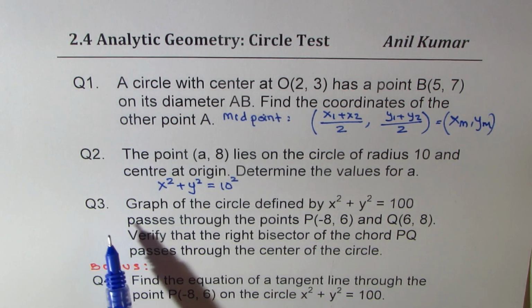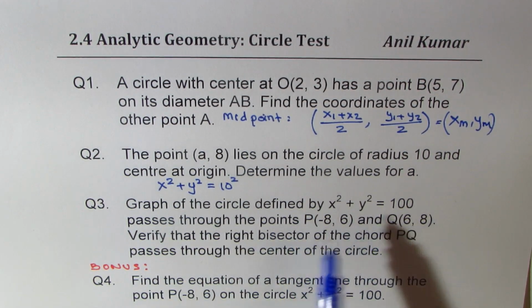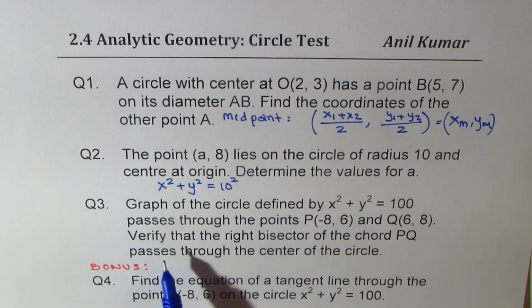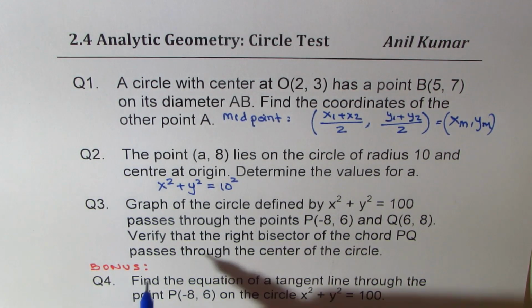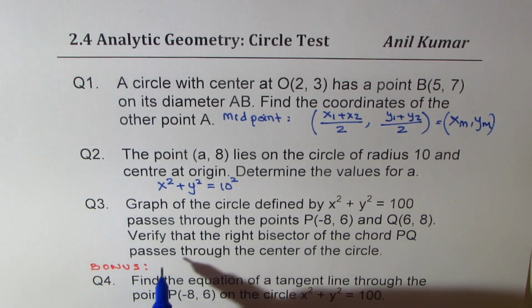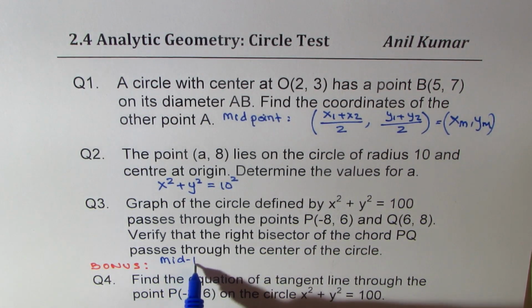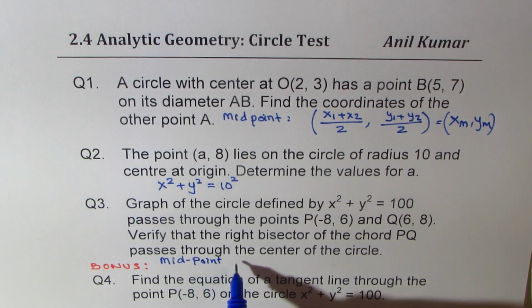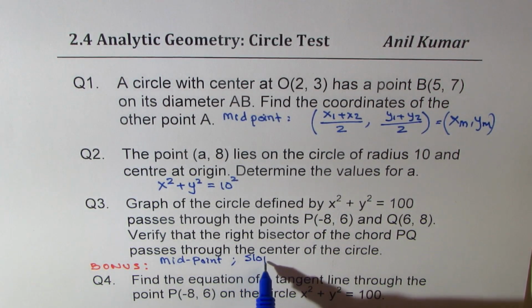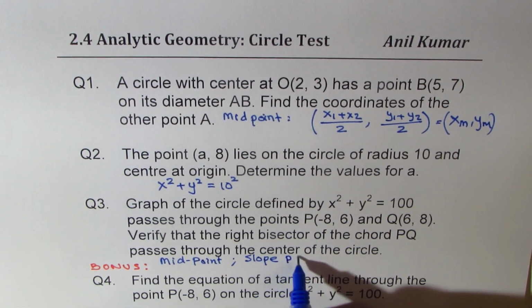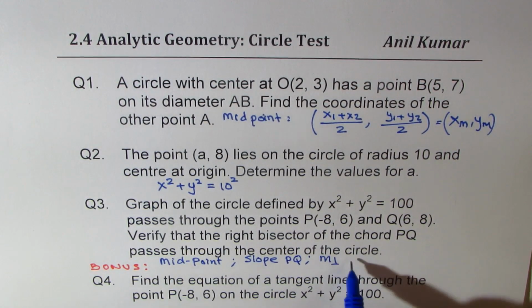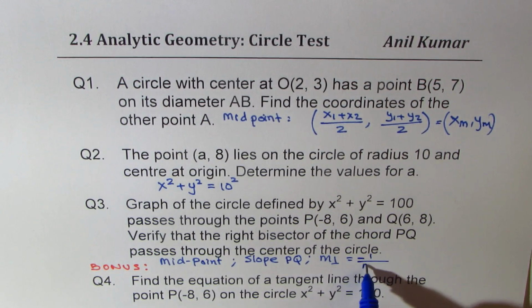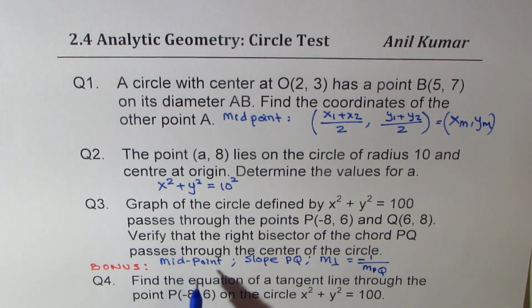That's it. Question number 3. Graph of this circle passes through given points. Verify right bisector. So for the right bisector, you have to do 2 things. First, find the midpoint. Then you have to find the slope of PQ. Now right bisector means negative reciprocal, right? So that slope equals minus 1 over slope of PQ. And you know the midpoint, that gives you the equation, right?